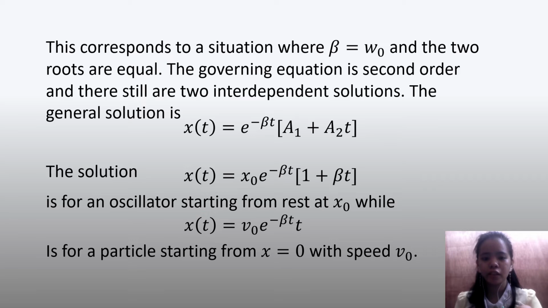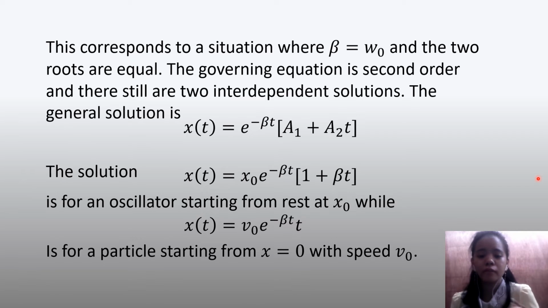This corresponds to a situation where beta is equal to omega, and the two roots are equal. The governing equation is second order, and there is still no independent solution. The general solution is x(t) equals e to the power of negative beta t, times (A plus B multiplied by t).